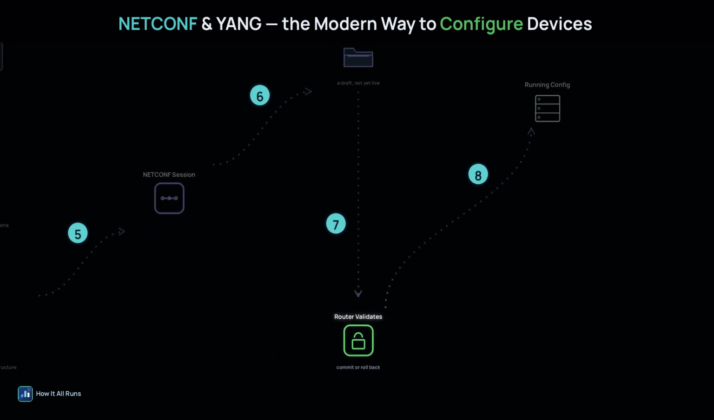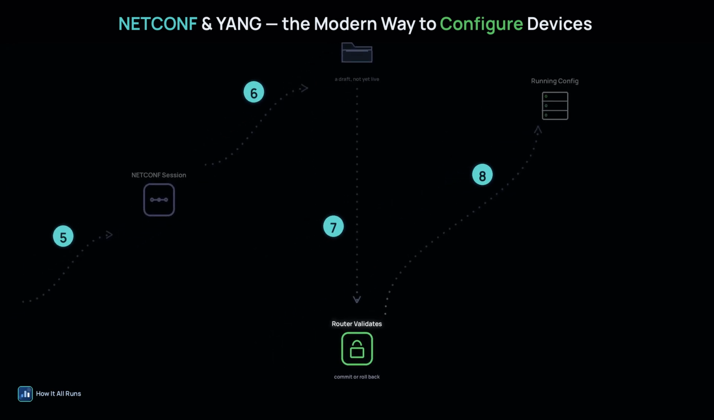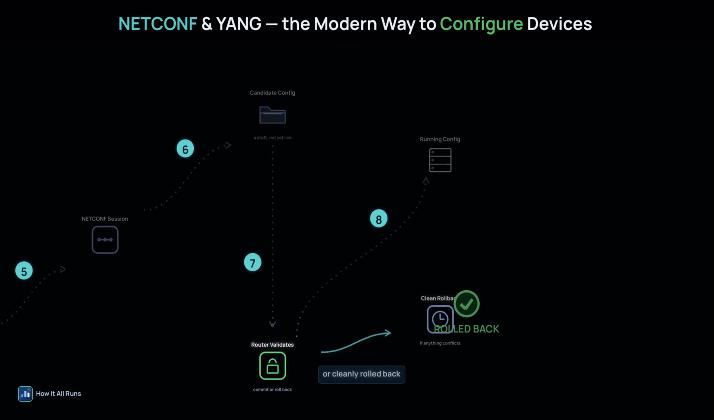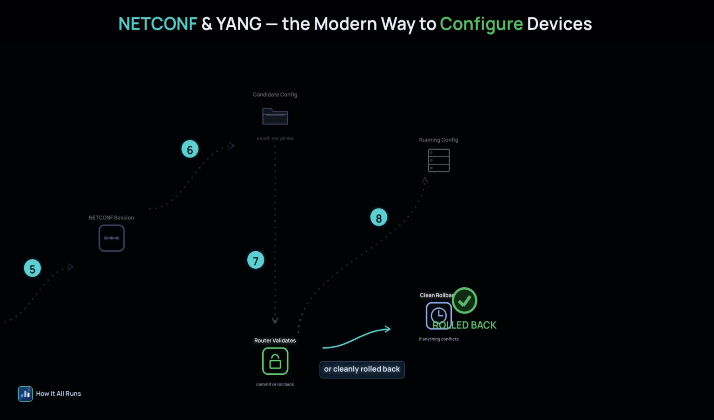Now suppose instead the candidate conflicts with an existing rule elsewhere on the device, something a typed command applied instantly would never have caught in advance. The router rejects the whole candidate and rolls back cleanly. The running configuration never changes at all, and no traffic is ever affected by the attempt.